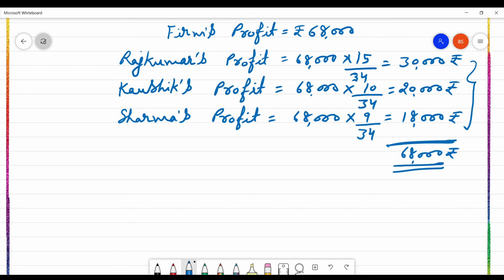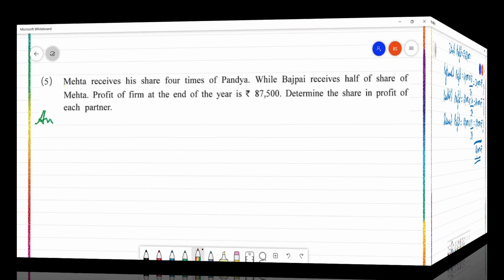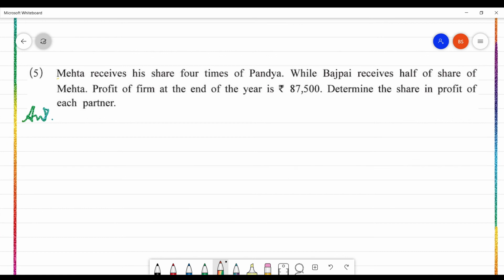This is fourth sum. Let's start the next sum. Mehta receives his share 4 times of Pandya while Bajpai receives half of share of Mehta. Profit of firm at the end of the year is 87,500. Determine the share in profit of each partner.